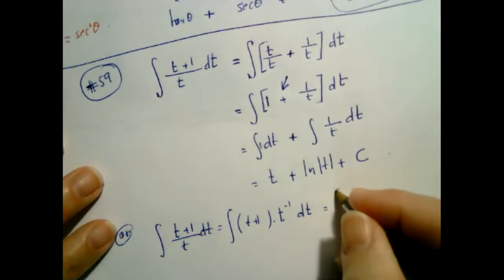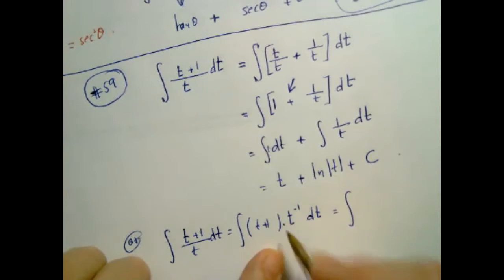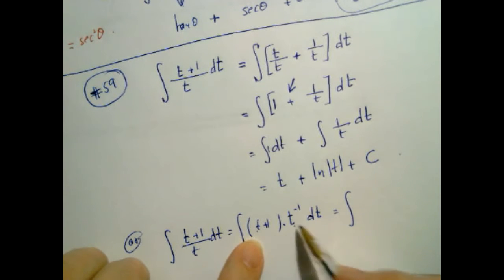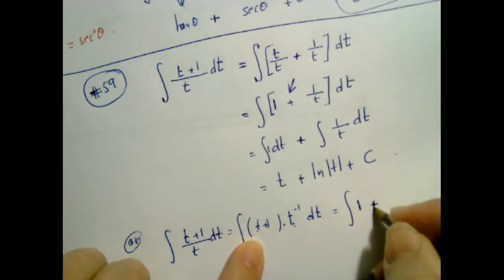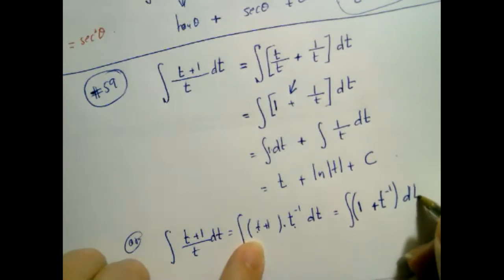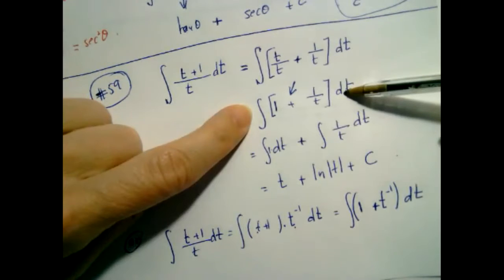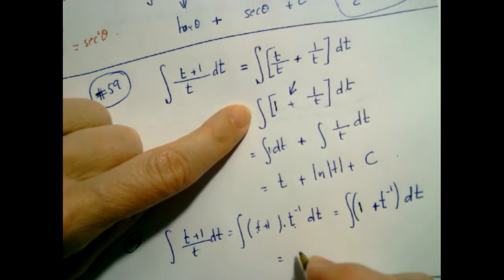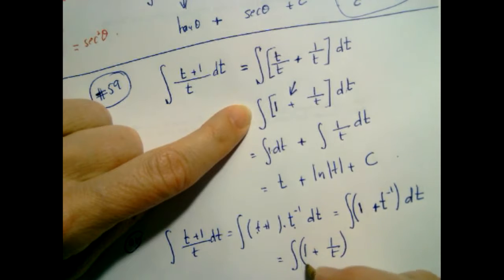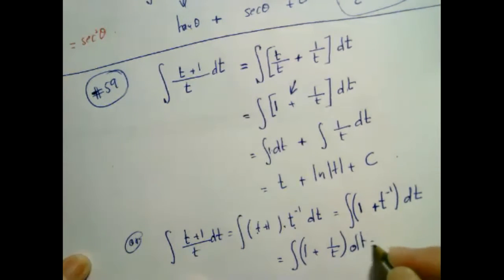And now I can distribute. If I have a product, I don't know what to do, I distribute: t times t to the minus 1, that's a 1, plus t to the minus 1, which is basically the same thing as that. And then I repeat what I did. That's the integral of 1 plus 1 over t dt, which is t plus the ln.